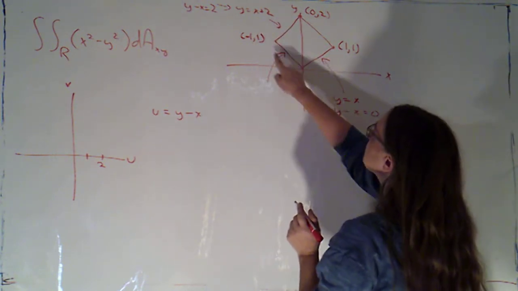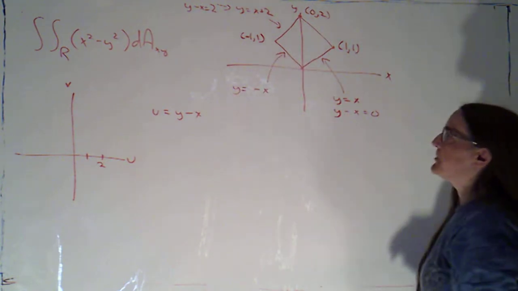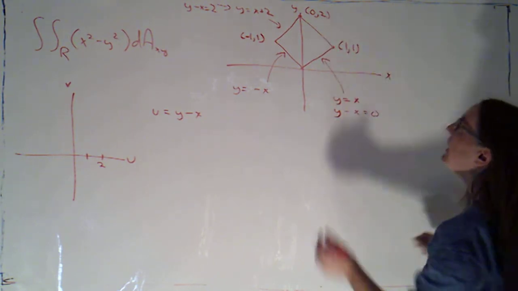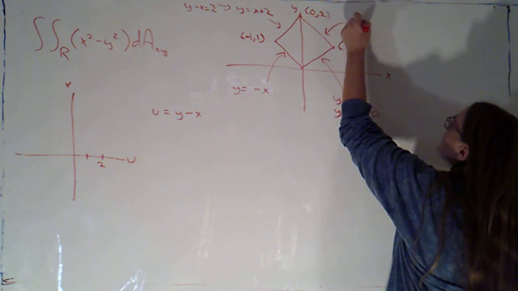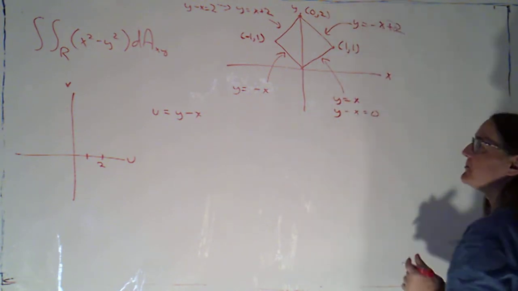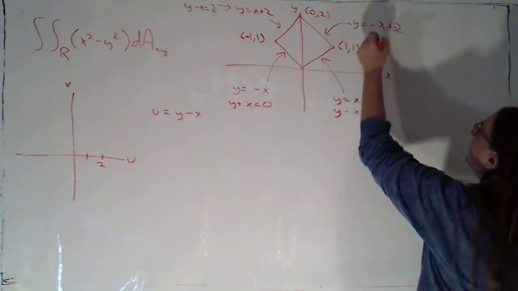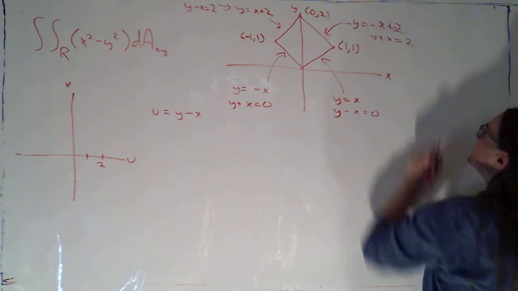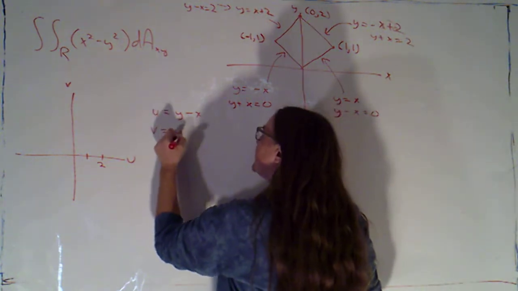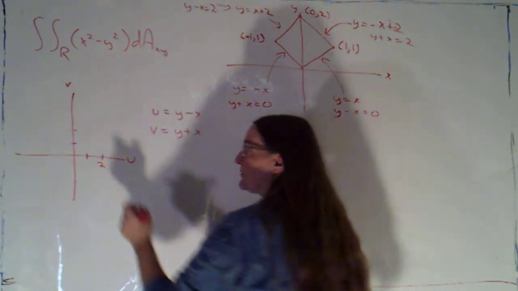If I look at this, this is a line of slope -1, and it passes through the origin, so that's just y equals -x. This is also a line of slope -1. This is y equals -x plus 2. But that means that y plus x here is equal to 0, and here y plus x is equal to 2. So y plus x is constant. Let's let that be v. And then v is going to vary from 0 to 2.